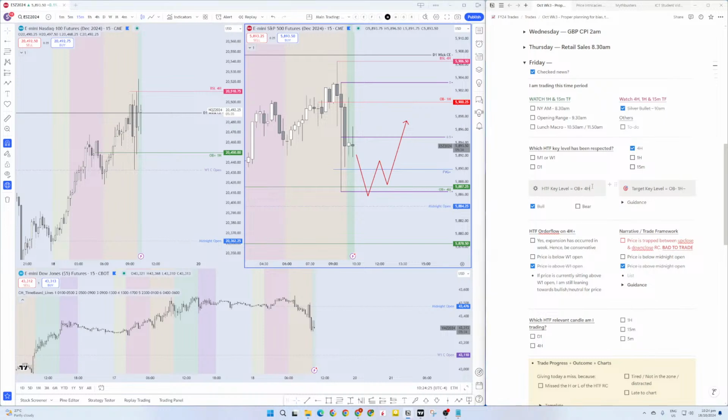Simply because it shows that it respected the 4 hour. I'm looking for longs because I see this happening. How do I know this happened? Because this is the 4 hour level.